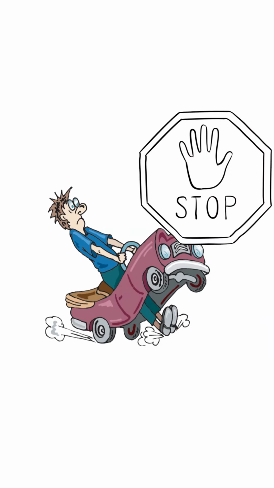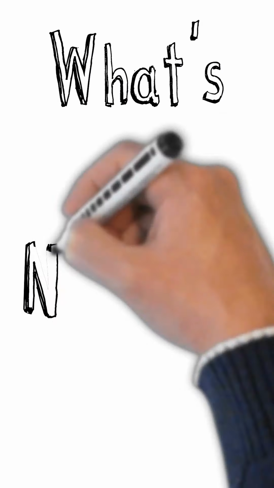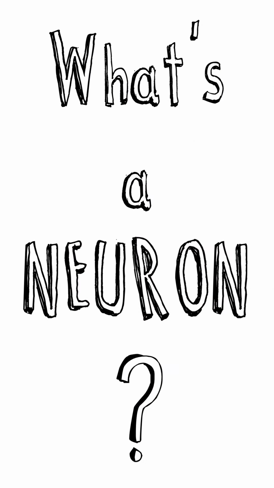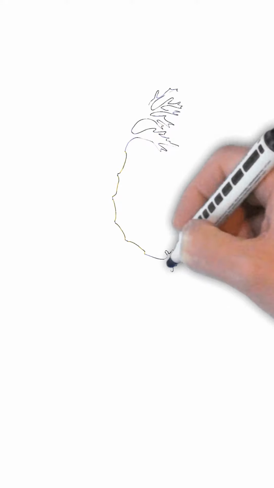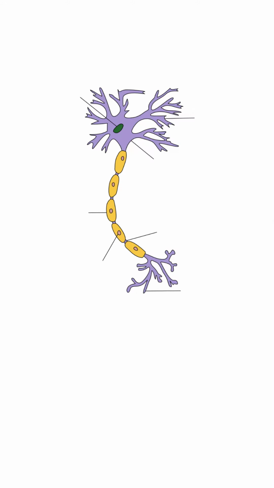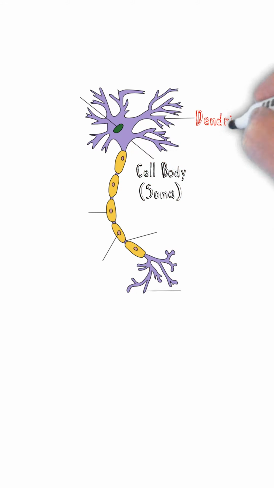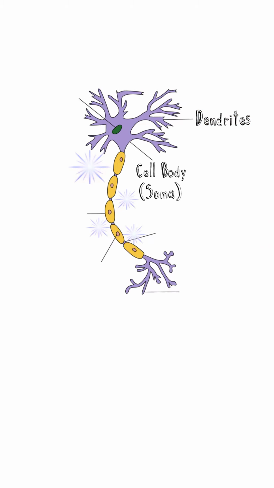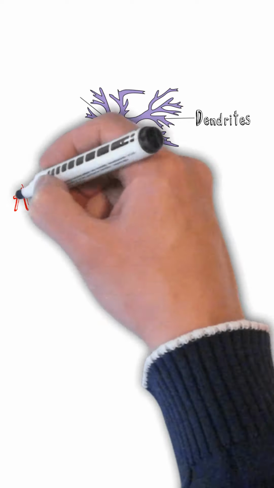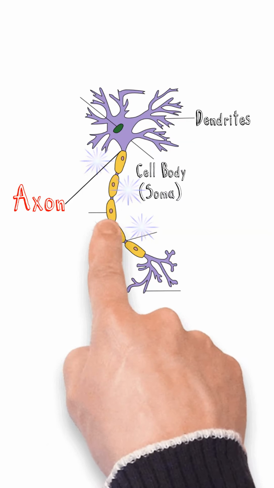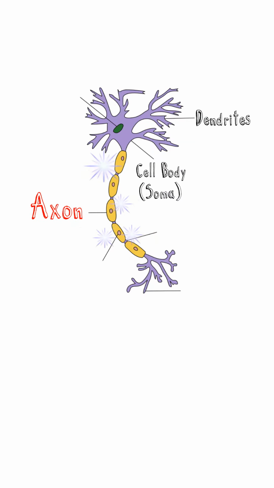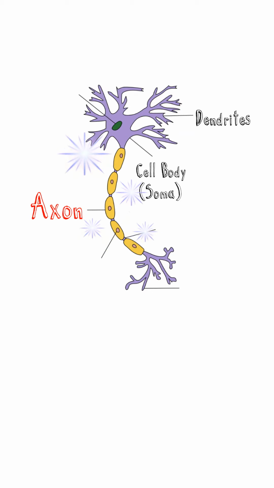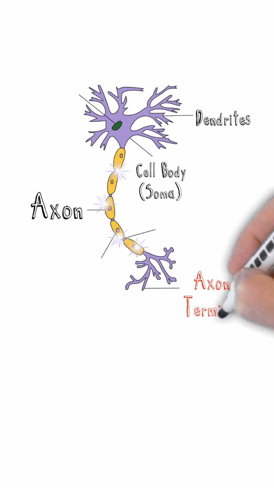Hold up a second. Let me show you what a neuron is first before I lose you. A neuron looks like this. It has a cell body or soma with branches called dendrites. Information via electrical impulses travels from the soma down the axon. The electrical impulse is information being moved to the opposite end of the nerve cell. This end with finger-like projections is called the axon terminal.